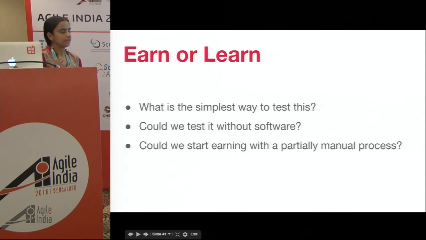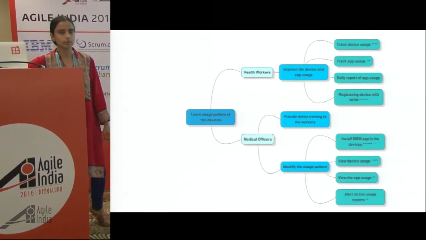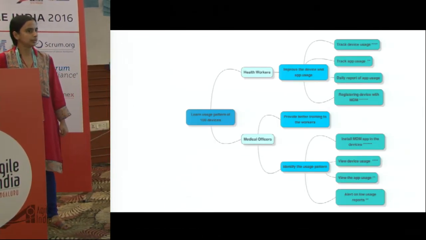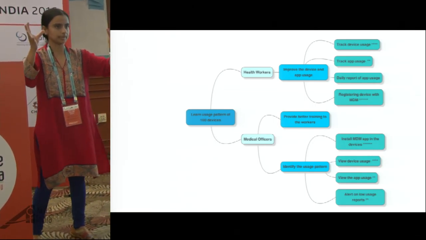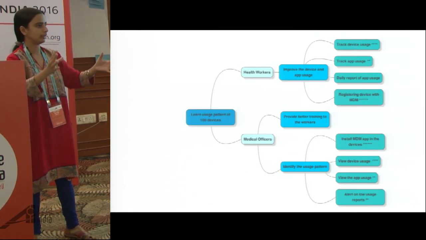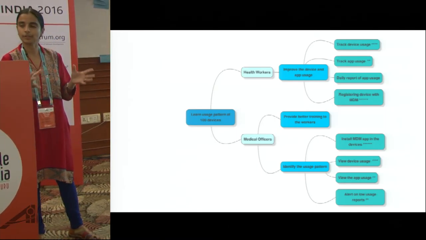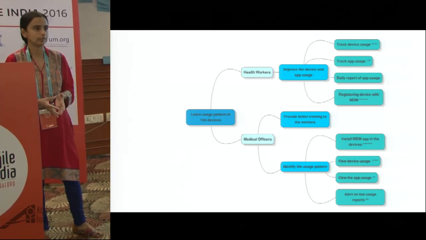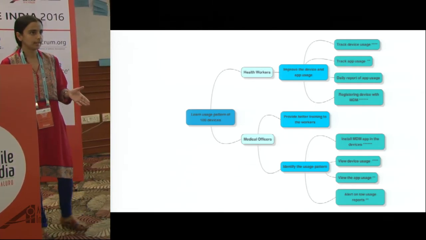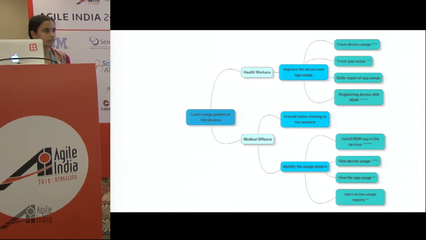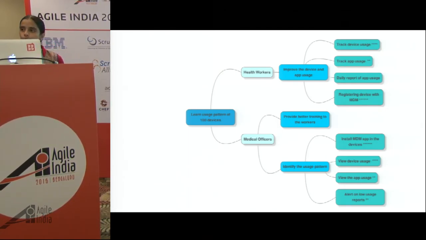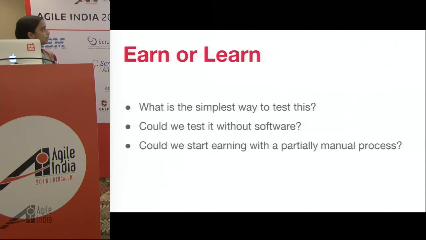So by this, the map is done. This is a complete mind map. The beauty of this mind map is that it conveys it very beautifully. It is a picture, it's like an image. You can stick it anywhere and then people should get what we are talking about, or why we are doing what we are doing, and who are the people involved in that. Even after that, you can actually do some more prioritization. And that is the next major thing, which is called the earn or learn session.